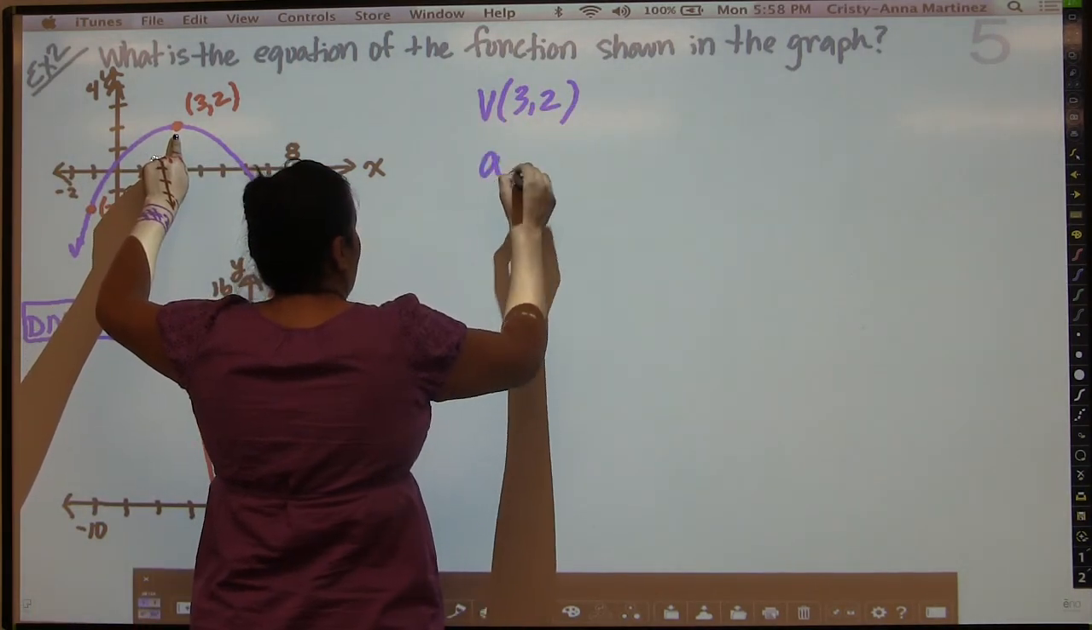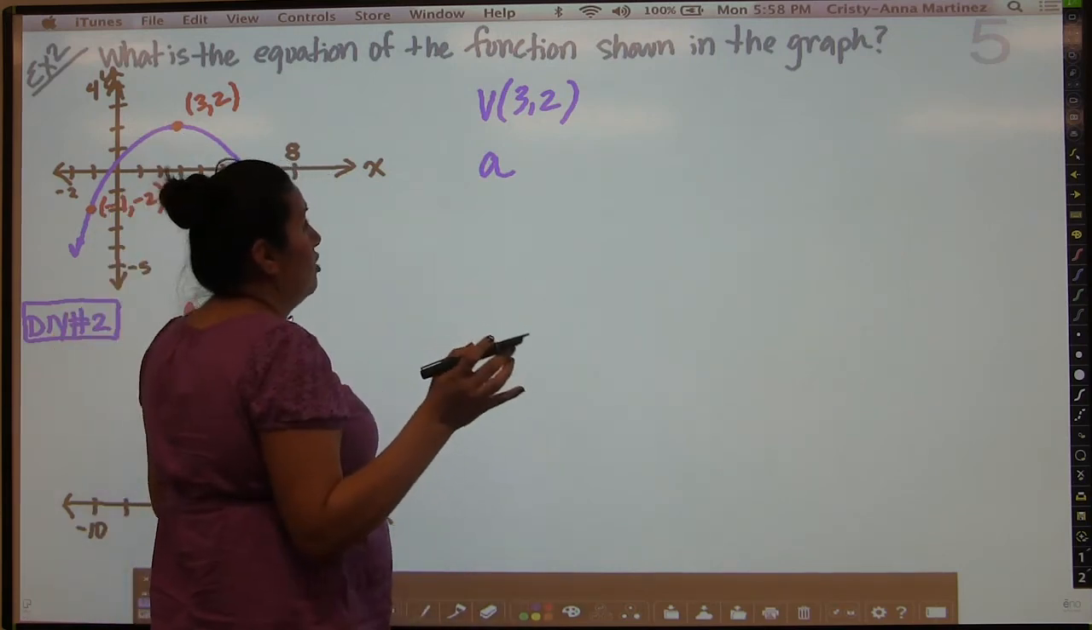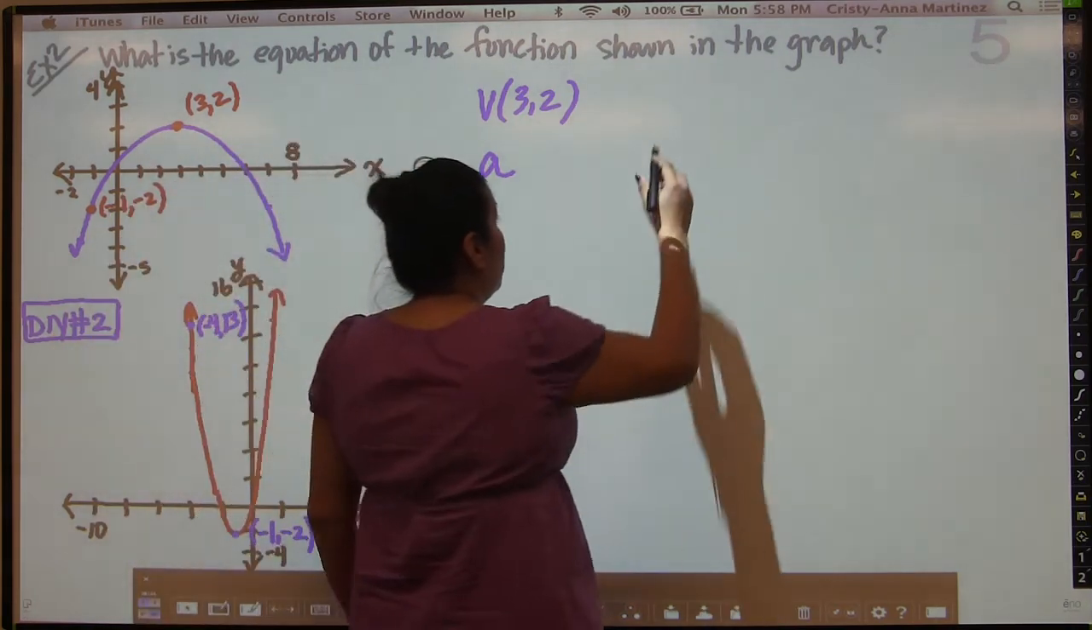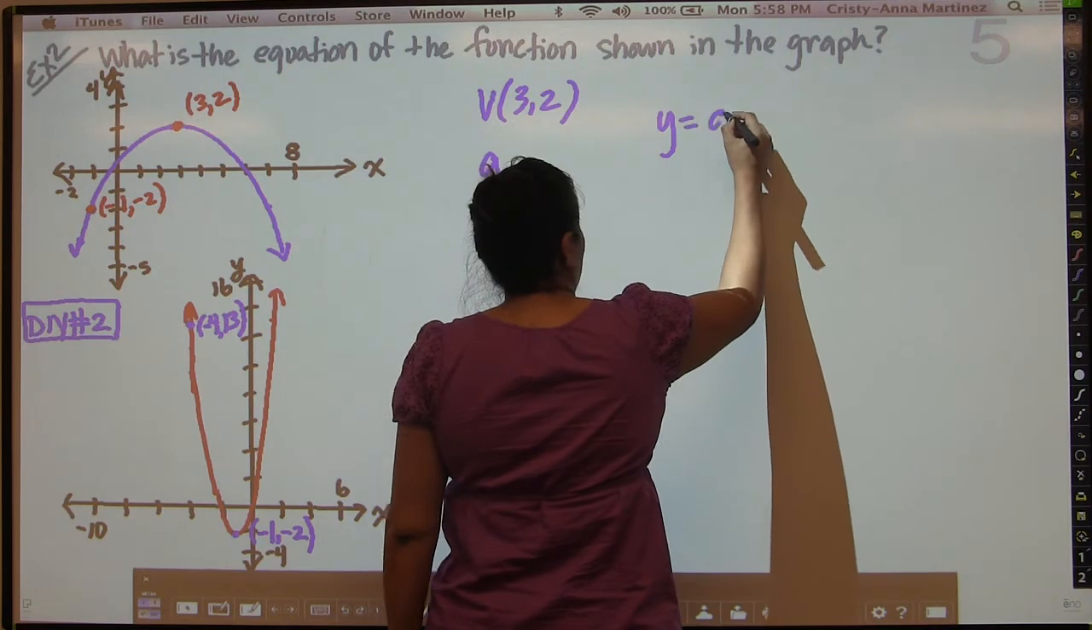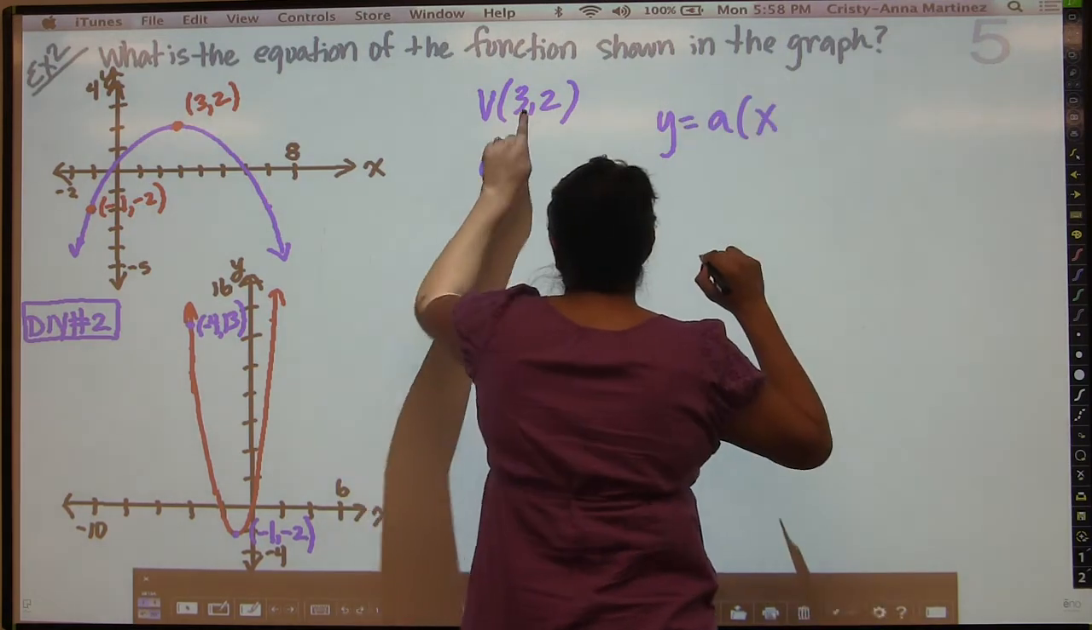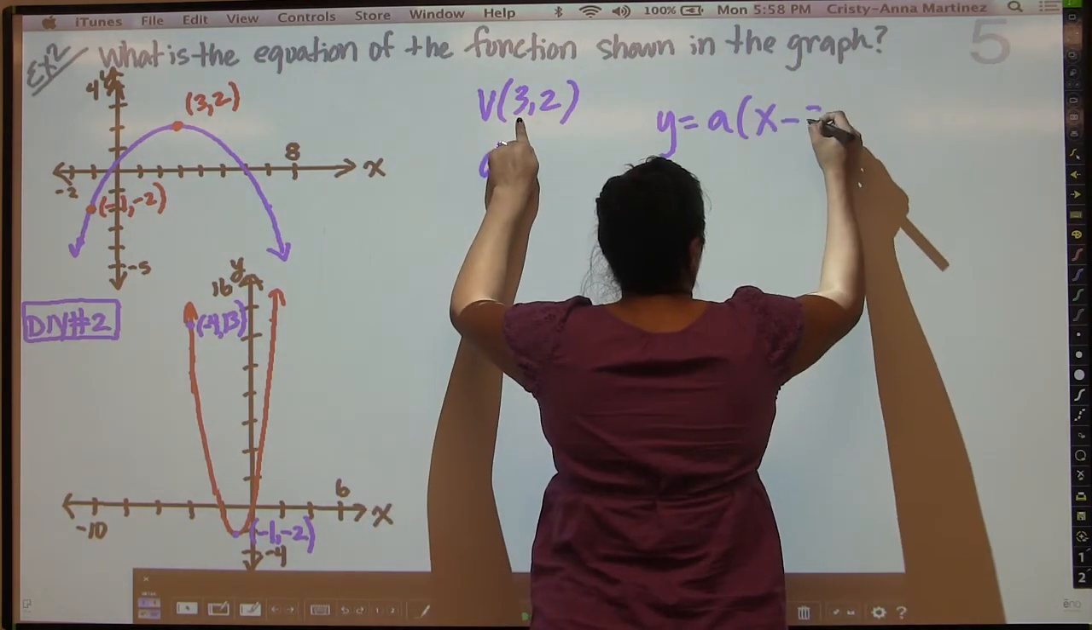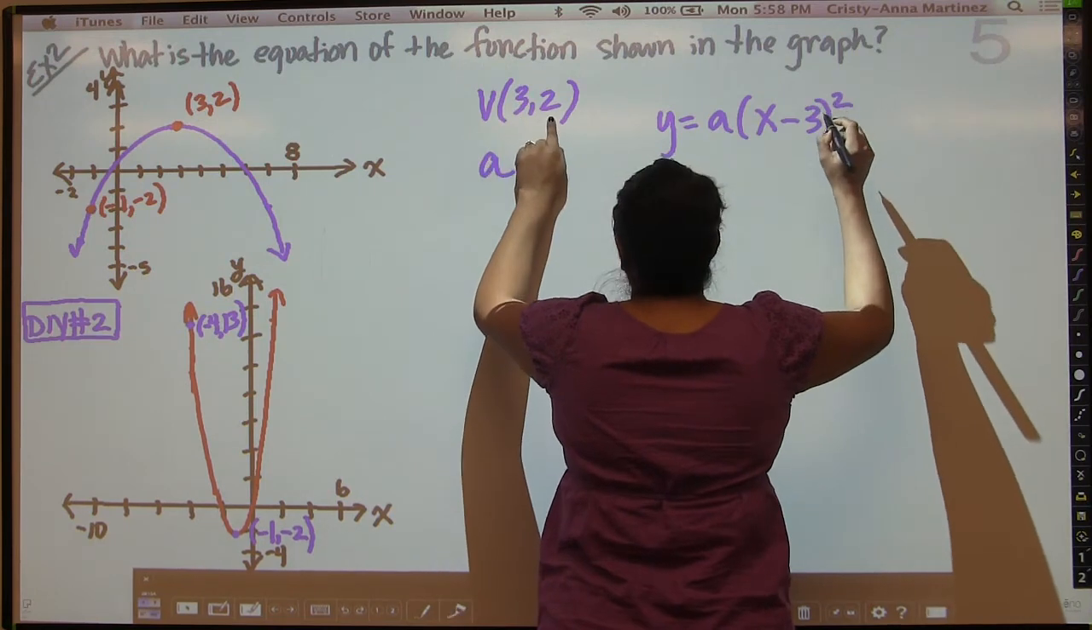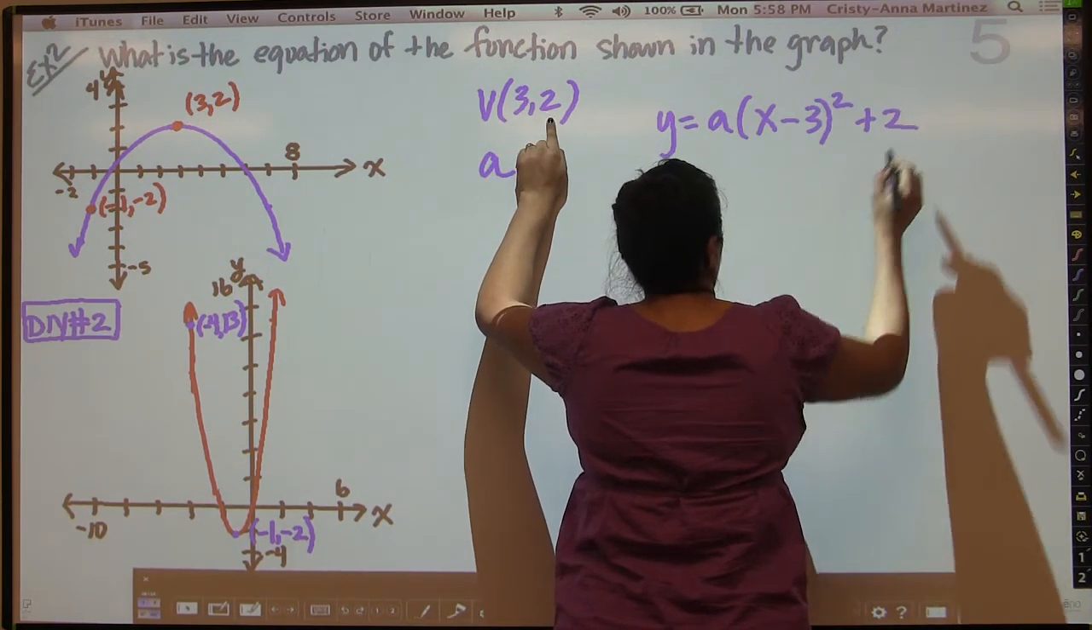And we need the a value. Okay, we don't know the a value because we don't have an equation. But we know that it has to be y equals a times x. And since this is a positive 3, this needs to be a negative 3. And this is a plus 2, this is going to be a plus 2.